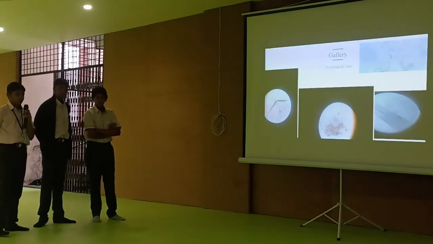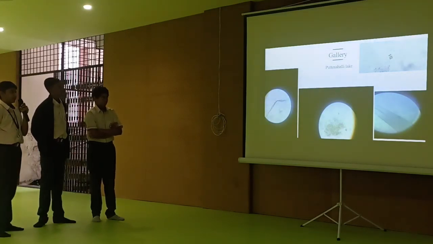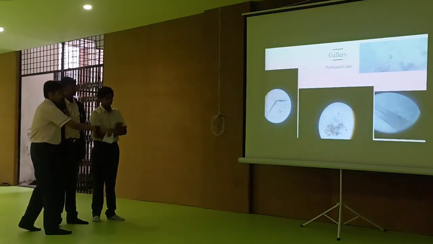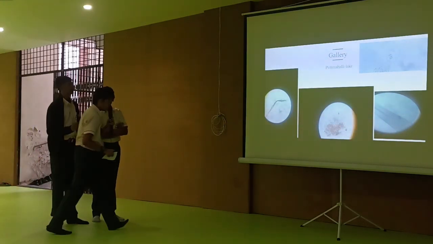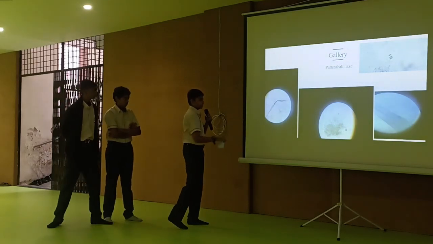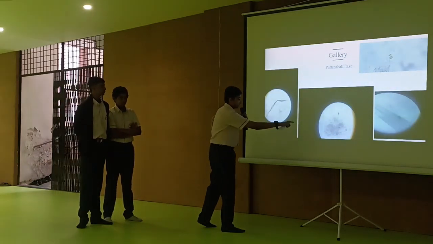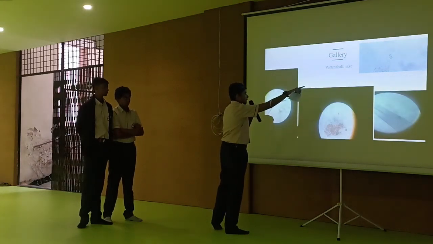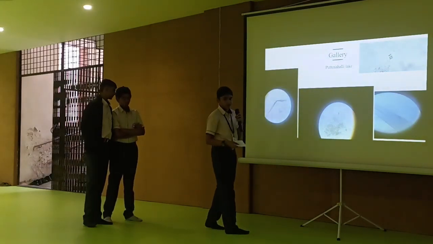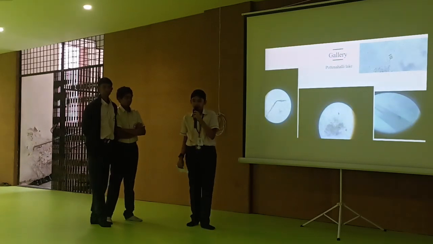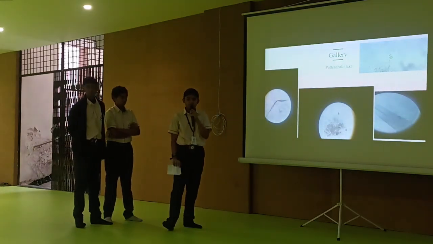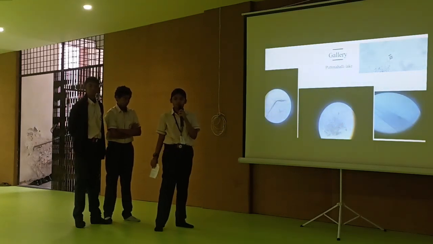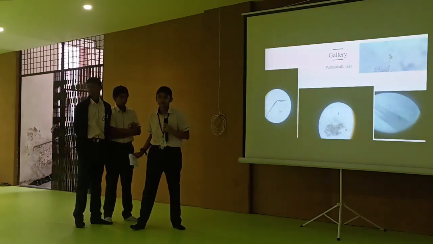So over here, as you can see, is the gallery of the algae that we found in Putinvalli Lake. As you can see, we found a couple of microplastics, we found microcystis colonies, we found plant fibers, and we also found some interesting types of algae, however the identification is pending. But if you give us more time and the opportunity, we can definitely draw a conclusion what the types of algae are.